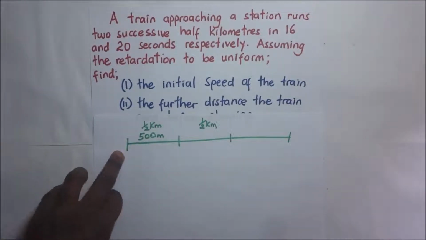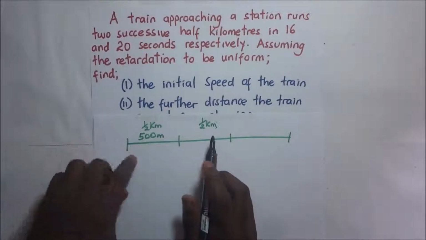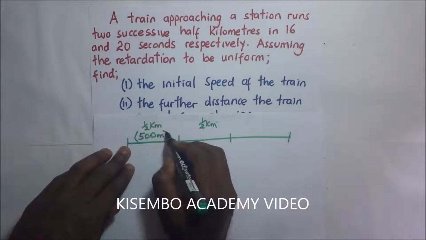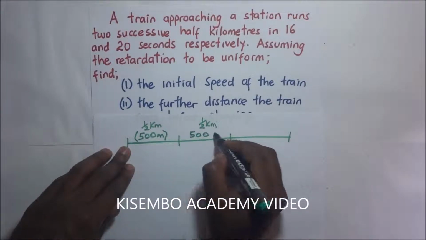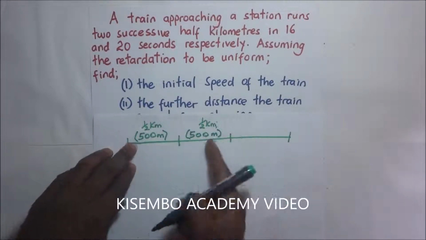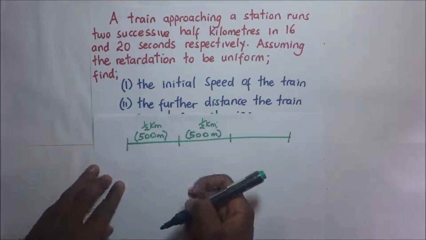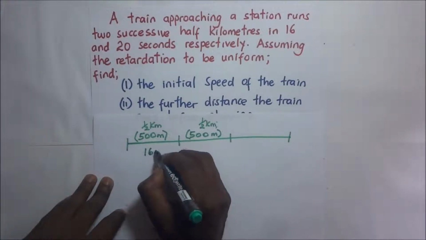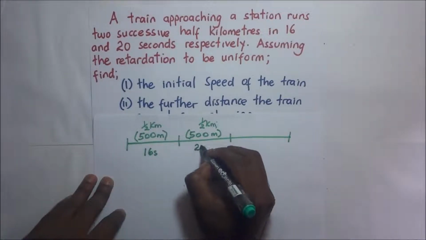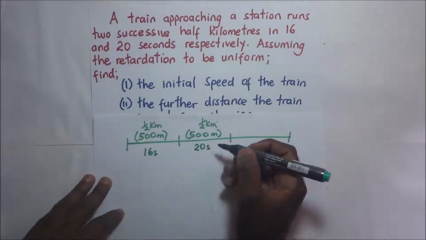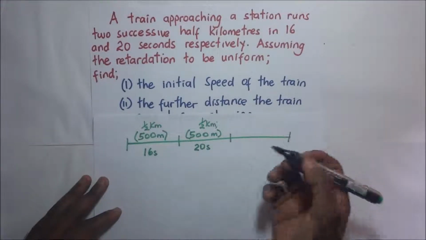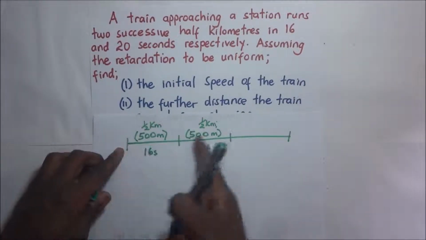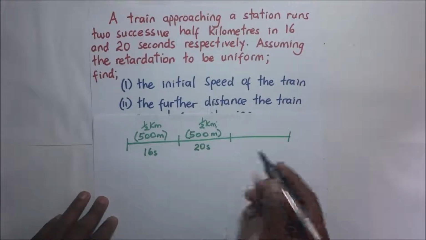So a train approaching a station runs 2 successive half kilometers. This is the first half kilometer and this is the second half kilometer, and in meters this is 500 meters, and this is also 500 meters. 2 successive half kilometers in 16 and 20 seconds respectively: in the first portion it was 16 seconds, in the second portion it ran for 20 seconds. Assuming the retardation to be uniform, the retardation, which is negative acceleration, is uniform from this point all through. So find the initial speed of the train.